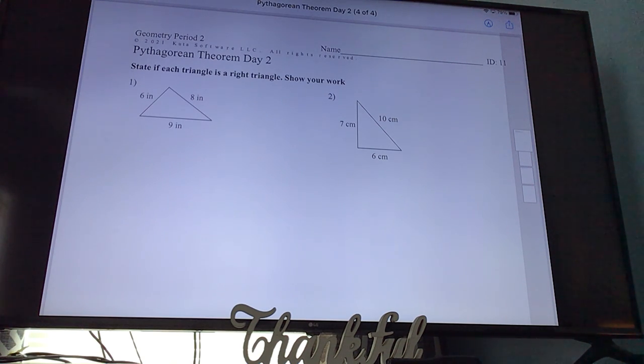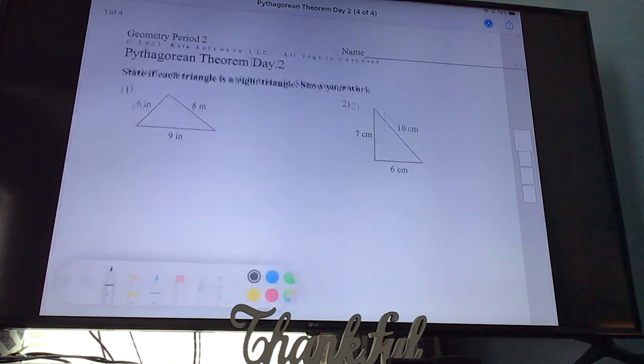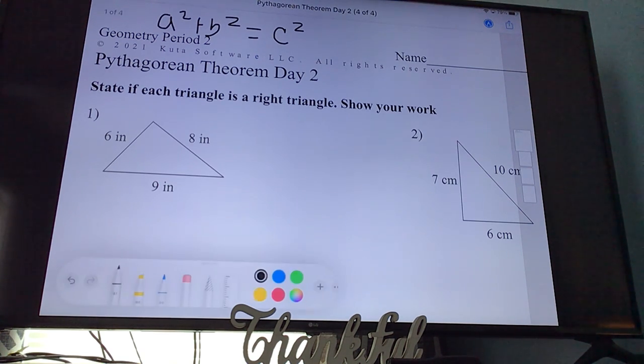Okay, and so we know that our Pythagorean theorem formula tells us, and I'm writing with my finger, so bear with me, a squared plus b squared equals c squared. Okay, and that's our formula. And a and b are the legs, and c is the hypotenuse. And so in order for something to be a right triangle, a squared plus b squared should equal c squared.